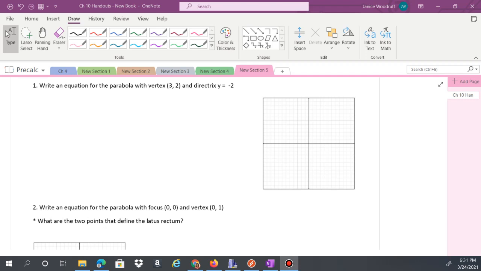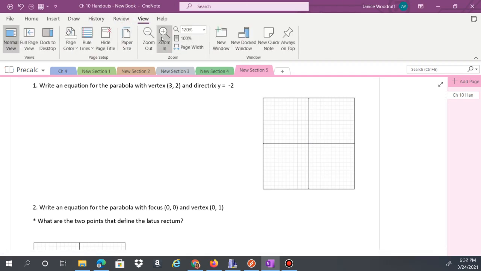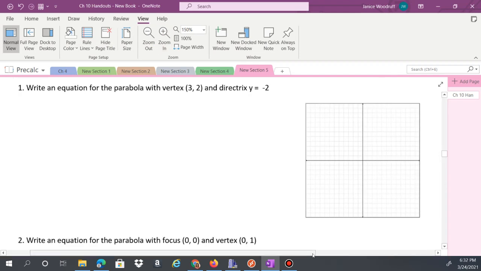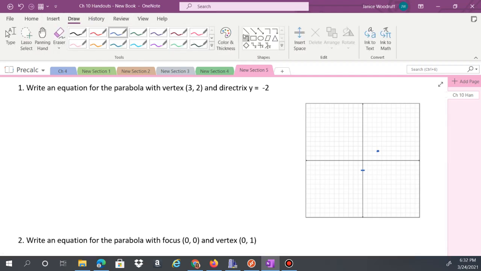So the first one, we want to write an equation. Okay, we have a vertex and a directrix. So if I'm looking at this, I'm going to plot my vertex of 3, 2. I'm going to zoom in a little bit, actually, so I can see this a little better. Okay. So 1, 2, 3, 1, 2. So there's my vertex. My directrix is y equals -2. So it's going to be through this point here. Let's go ahead and draw that. Okay. This is my directrix.